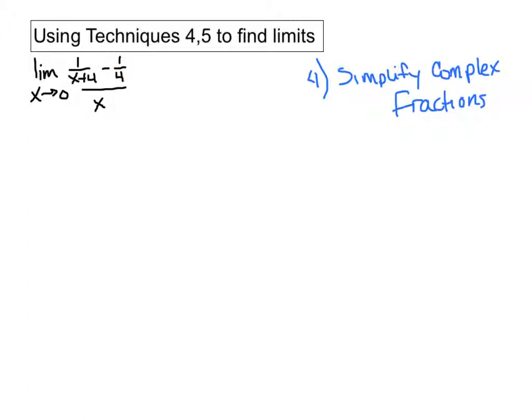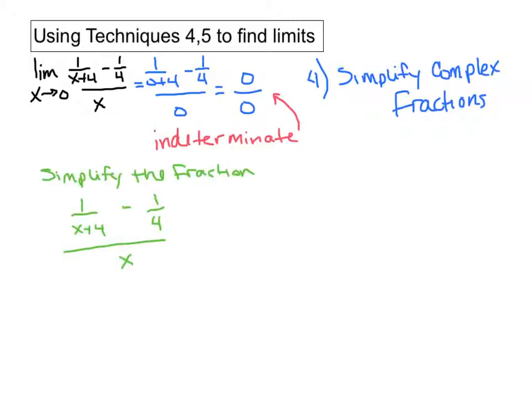If we try to evaluate this limit as is with direct substitution, it would end up being 0 over 0. That being indeterminate, it's not telling us much, so we've got to try and use some math techniques to find a different answer. So we can start by first trying to simplify the fraction.